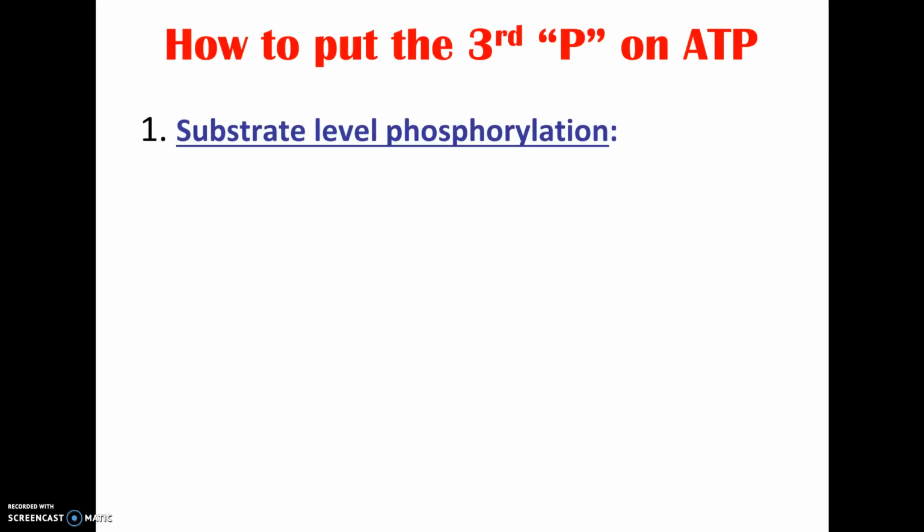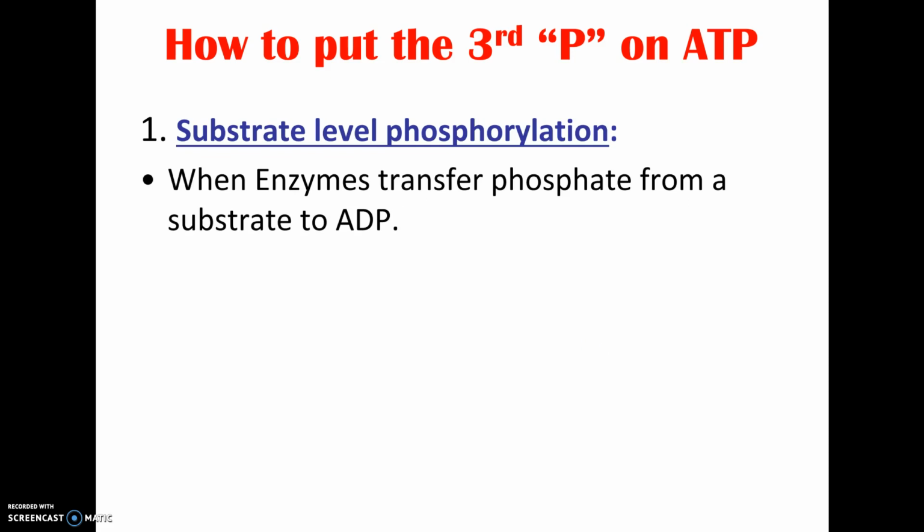All right. Additionally, there are 2 different ways to build ATP. So we've got 2 ways to break down the glucose with and without oxygen. We've got 2 different ways to put that third phosphate on ATP. So one way is called substrate level phosphorylation. Substrate level phosphorylation, phosphorylate just means to put a phosphate on, is where an enzyme transfers phosphate from a substrate, you should recognize that word from the chapter we just did, and sticks it on ADP to make ATP.